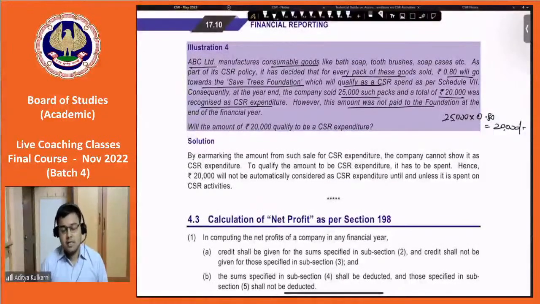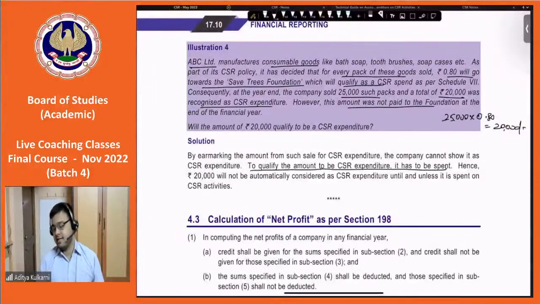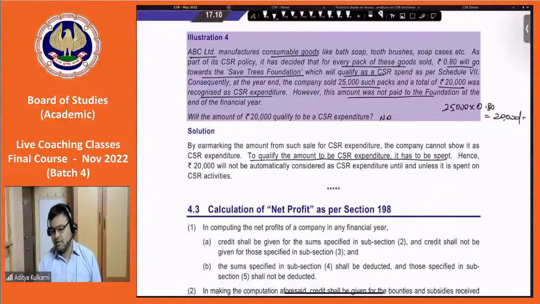Answer is no. You have to actually make the payment. To qualify the amount, it has to be spent. And that is why you cannot just say that CSR expenditure is done by earmarking. वो नहीं चलेगा. You will have to spend that amount. So, will it be CSR expenditure? Answer is no. It's not a CSR expenditure.